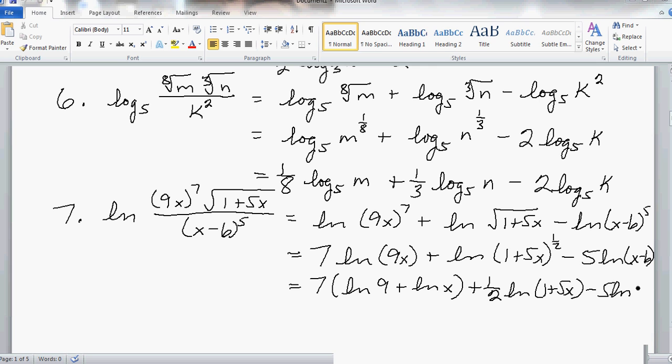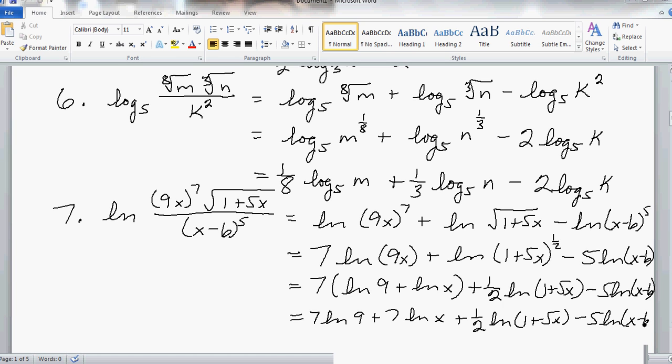So we are almost finished. There's only one more thing left to do, and that is we can now distribute this 7 to both the natural log of 9 and the natural log of x. So it becomes 7 natural log of 9 plus 7 natural log of x plus 1/2 natural log of 1 plus 5x minus 5 times the natural log of x minus 6. Quite a bit, but it works.